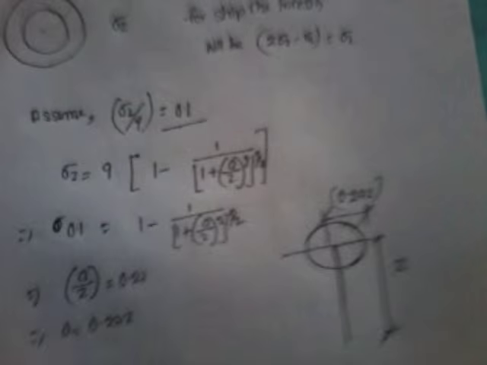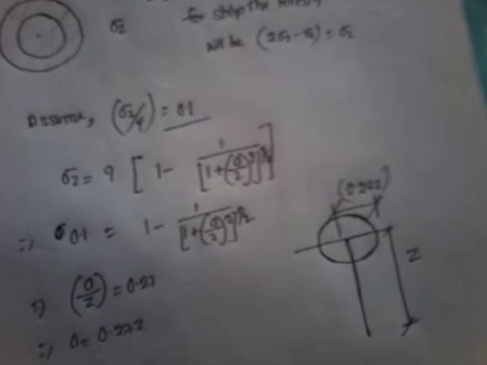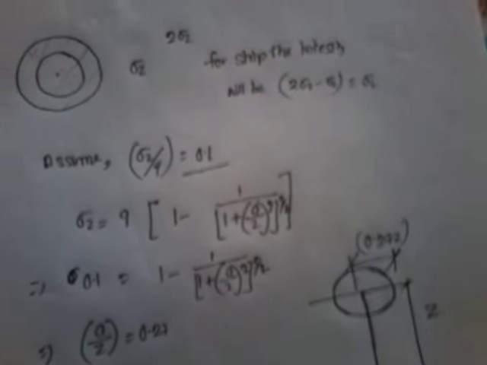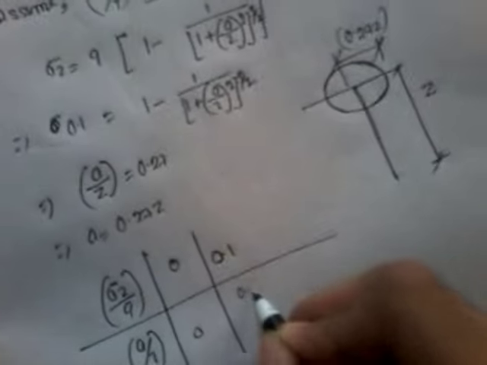Now if we take sigma z by q equal to 0, then a by z will be 0. After that, for 0.1 it will be 0.27, and for 0.2, 0.40, for 0.3, 0.52, and so on. For 1.0 it is infinity.